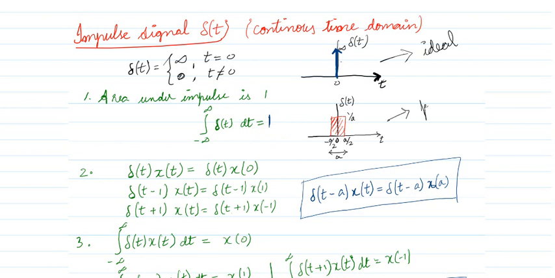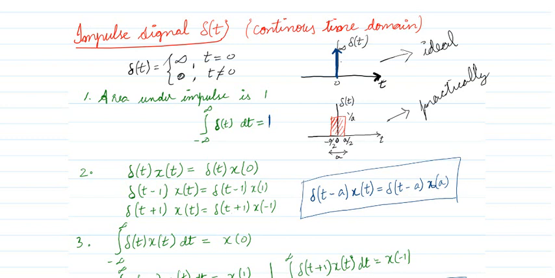Practically, the impulse signal is represented like this. Practically, how? If you look at this, what is the width of this line? The width of the base of this rectangle, yeah. It's starting from minus a by 2, ending at plus a by 2. So the difference is a by 2 minus minus a by 2. So the width is a. Minus a by 2 to plus a by 2, the width is a.